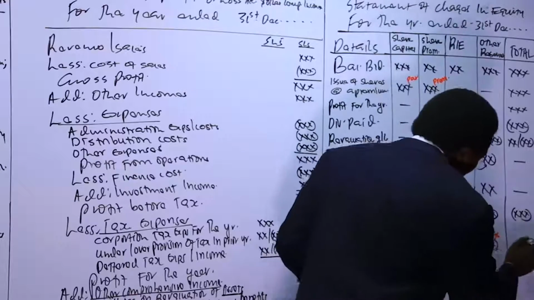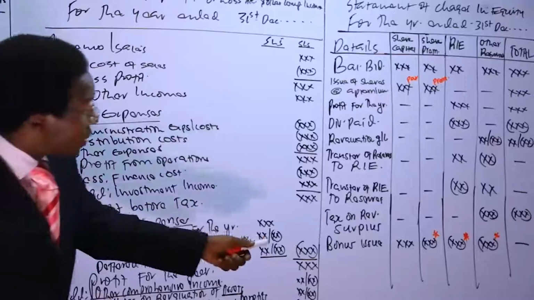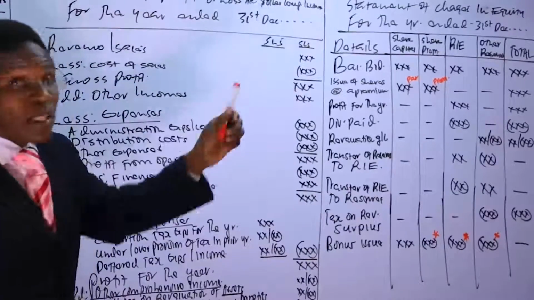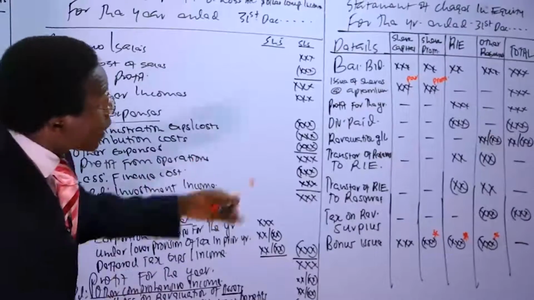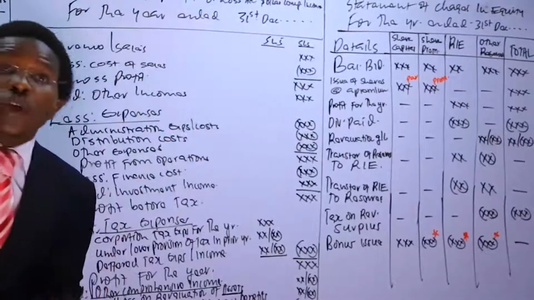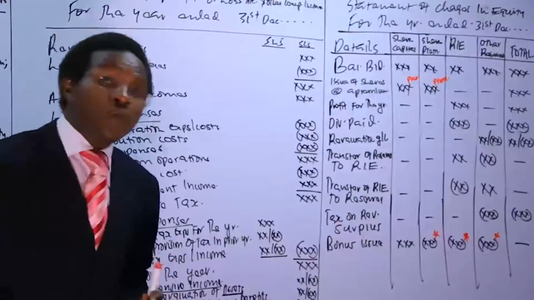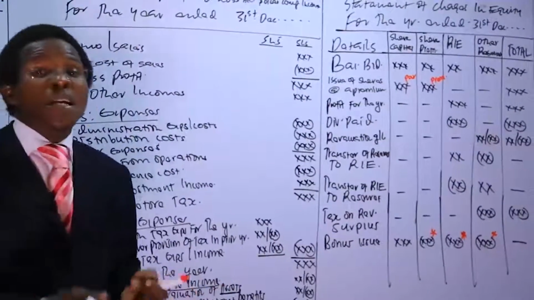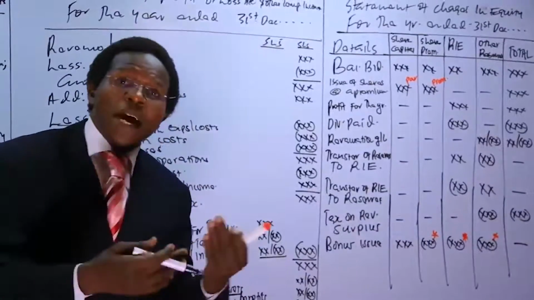Why I put an asterisk there is that these bonus shares can either be financed by the share premium, so we reduce the share premium, or it was financed from the retained earnings, so we reduce the retained earnings, or it was financed from other reserves, so we reduce the other reserves. Other reserves may be revaluation reserve, general reserve, capital redemption reserve, and what have you.